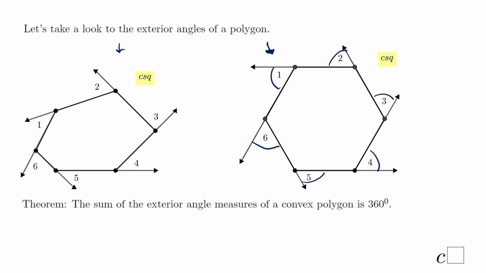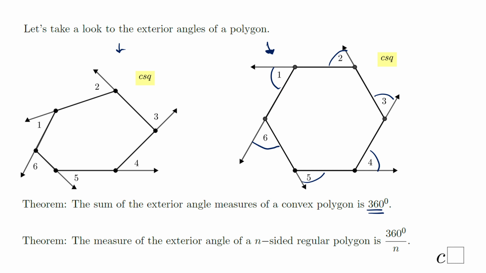But we have this theorem. The sum of the exterior angle measures of a convex polygon is 360. So either way, for the first picture, the one on the left, or the one on the right, the sum of the measures of the exterior angles is 360. However, when you have a regular polygon, we have a better way to find one exterior angle, or in fact all of them. What is that? 360 divided by N. Why? Because remember, these angles are congruent.